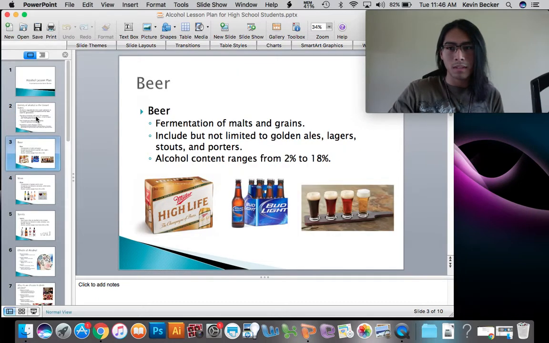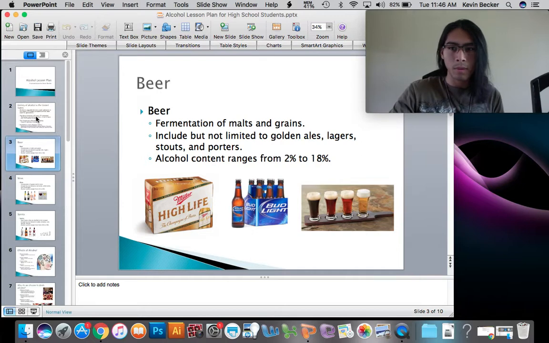The next couple slides will talk about the different types of alcohol. The first type of alcohol will be beer. This is a fermentation of malts and grains, and they include, but are not limited to, golden ales, lagers, stouts, and porters. Those go from light color to dark color. The alcohol content ranges from 2% to 18%. So this does make beer the weakest alcohol.